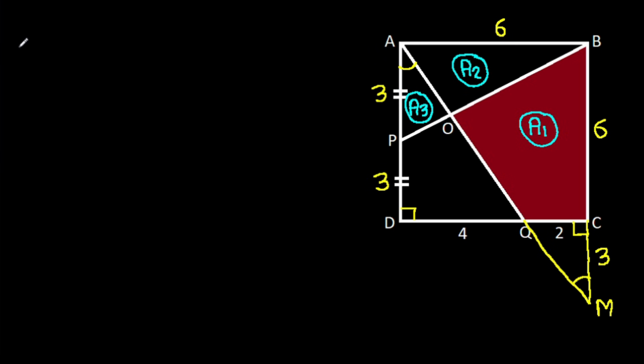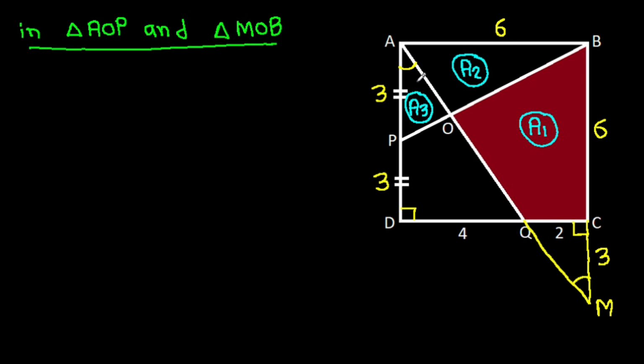Now in triangle AOP and triangle MOB, these two angles are equal, and these two angles will be equal, that are opposite angles. So triangle AOP will be similar to triangle MOB.